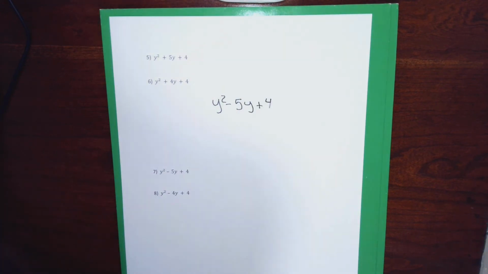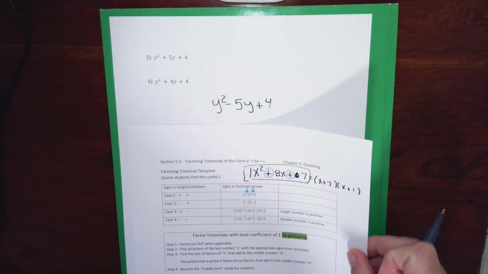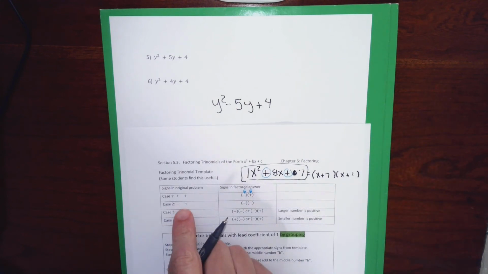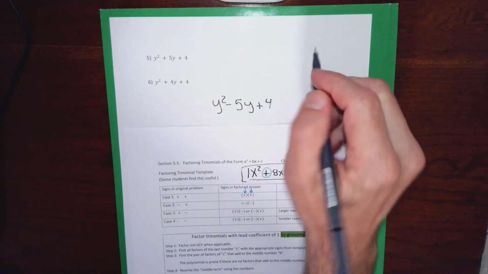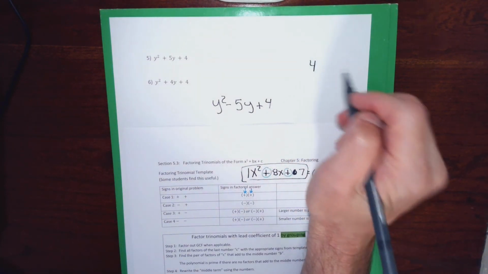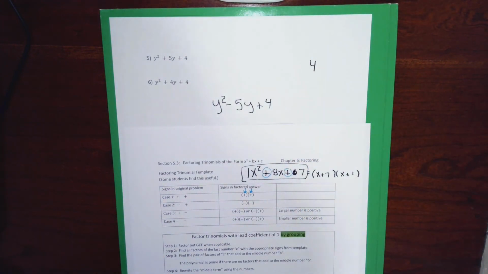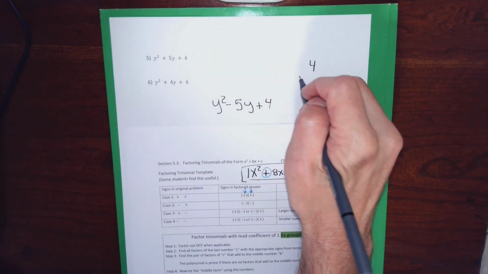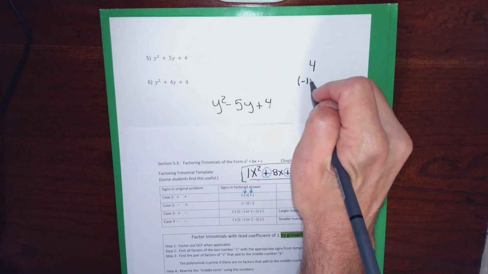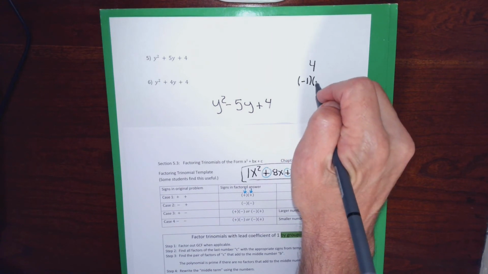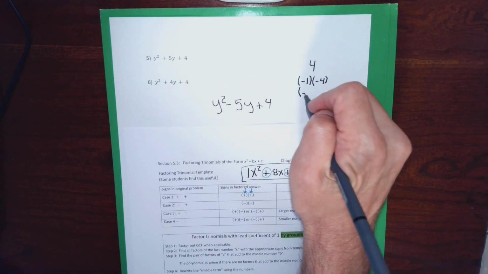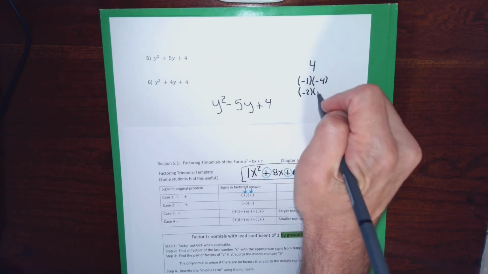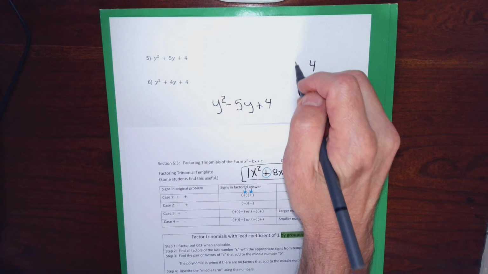So yank out my template. The signs in the problem are minus firsts and plus seconds, so I need double minus factors. First step is I look at the constant and I write all the factors down with it. That means numbers that multiply to 4 with the proper signs. So I know that 1 times 4 is 4, but I need the factors that are both negative. So negative 1 and negative 4, and negative 2 and negative 2. That's the end of step 1.